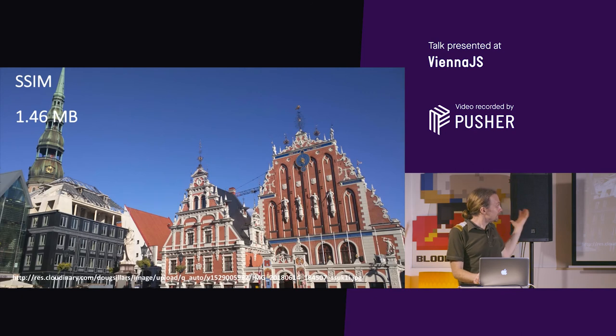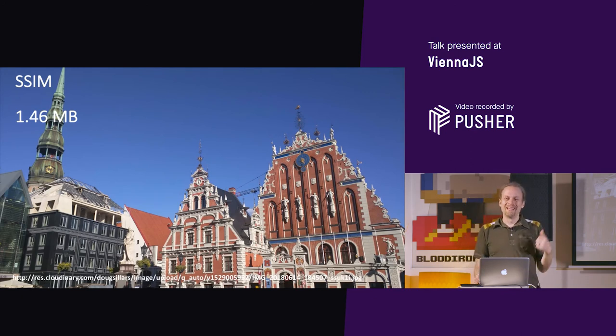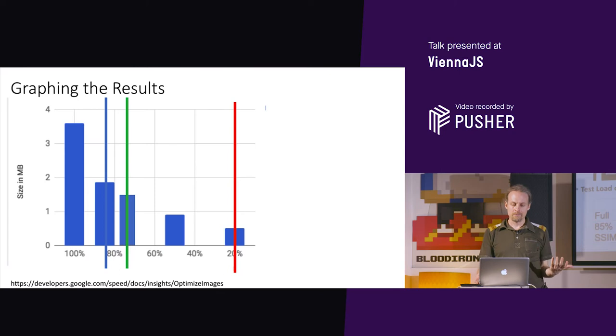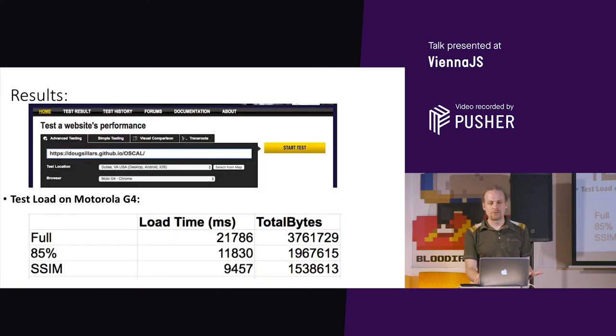And you can't tell, this one still looks awesome. It's 400K smaller than 85%. So we shaved off another 400K and nobody is the wiser. What we can also see is, load these images up in WebPageTest on a 3G connection. And you can see we took it from 21 seconds down to 9.5 seconds. So we're drastically speeding up the delivery of this image. It's still over a megabyte, right? It's still a megabyte and a half. It's still too big, but we'll work on that.